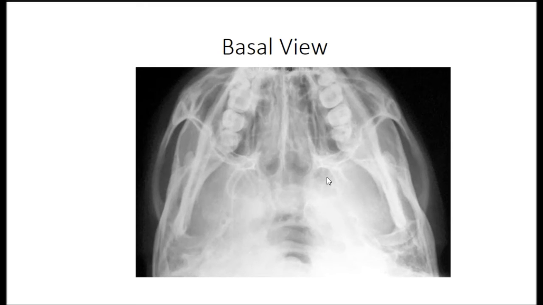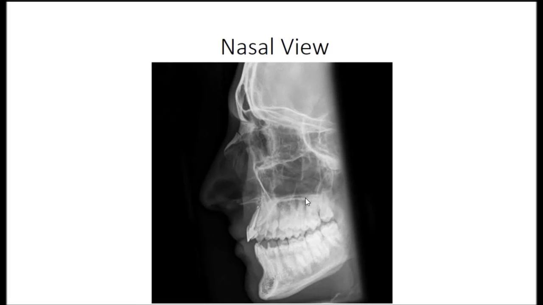This is an extra view that's called the basal view, and this one is really helpful to look at the zygomatic arches. So you can see the zygomatic arch out here, the other zygomatic arch out here. You can also see the pterygoid processes right here and right here. Over here is the pterygoid process. You can see the posterior wall of the maxillary sinus, and we also see the nasal septum right here, and the hard palate is right there.